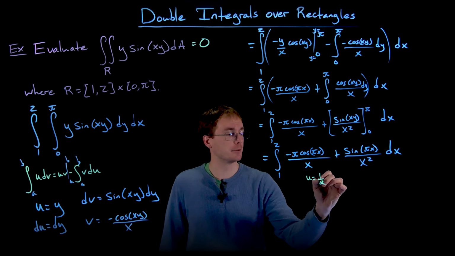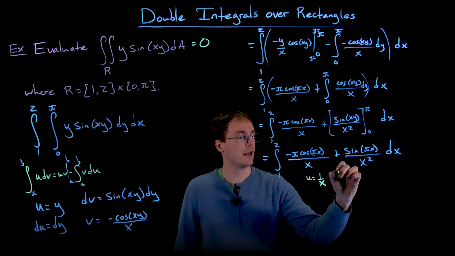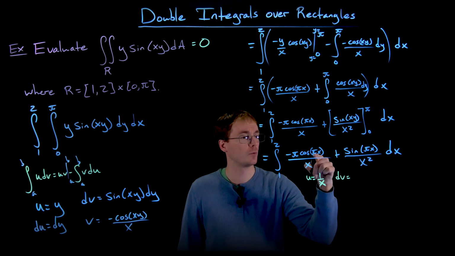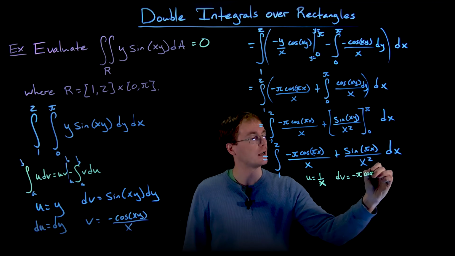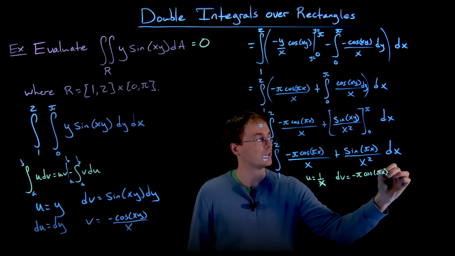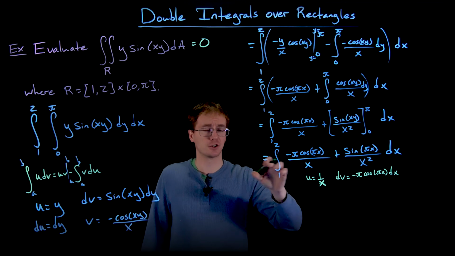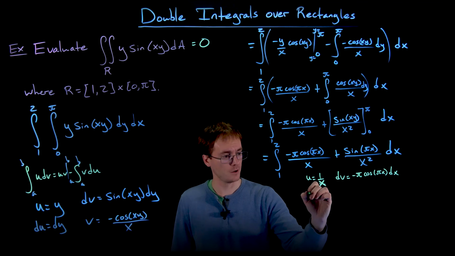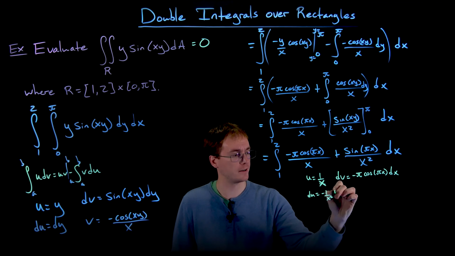And so for our second iteration of integration by parts, we're going to let u be equal to 1 over x. Then dv is going to be equal to what's left over for this first piece, which is negative pi times cosine of pi x dx. Remember, we're really just focusing on integrating this first term with respect to x. Okay, then du would be equal to negative 1 over x squared dx.